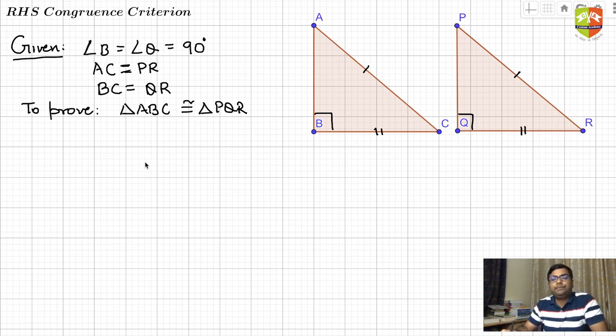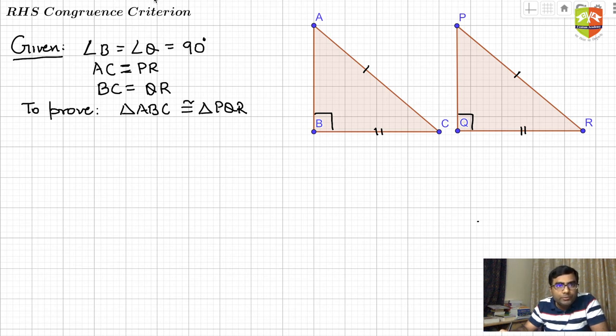And how do we do that? Again, we need some construction, because unless the other angle is equal, it's going to be tough. As we did in the SSS criterion, we can do the same here. Let's draw a line till this point, extending PQ such that QP dash is equal to PQ. So I just have to reflect the line PQ along QR.